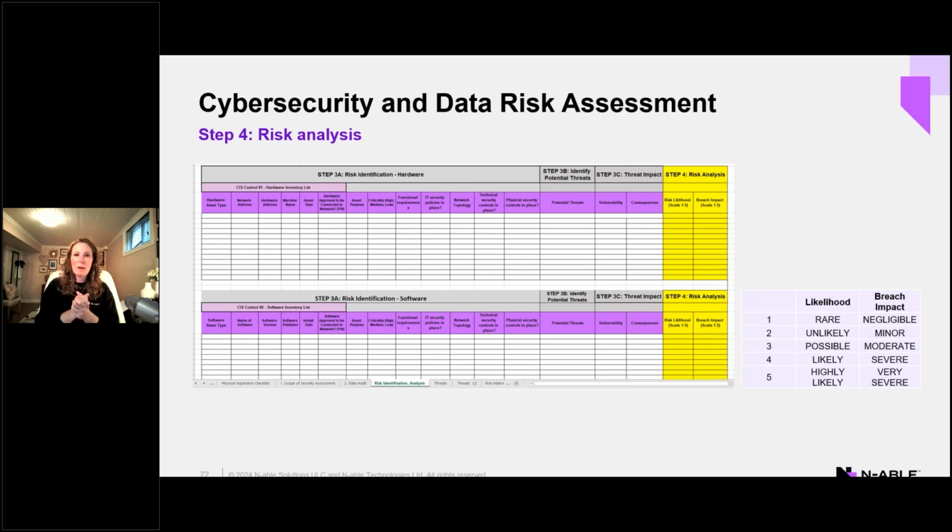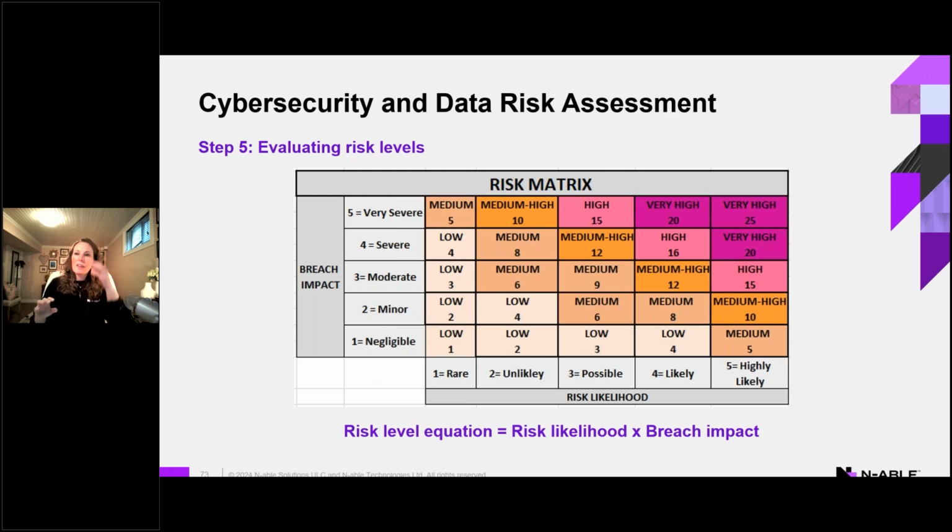And so I've added a couple of columns to the spreadsheet so that you can add in the risk likelihood and also add in the breach impact and put in that rating of 1 to 5. And then lastly, step 5 is all about evaluating the levels of risk. And you'll see that I've included a risk matrix here.